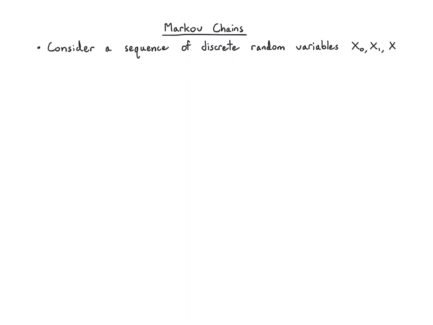Let's introduce Markov chains, which is how we're going to bring the ideas of time and memory into probability. So consider a sequence of discrete random variables, x0, x1, x2, and so on. And we're going to think that this index 0, 1, 2 represents discrete time.